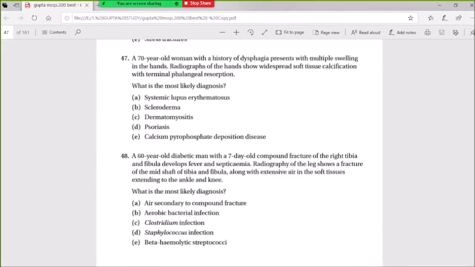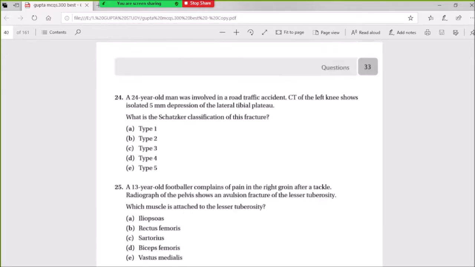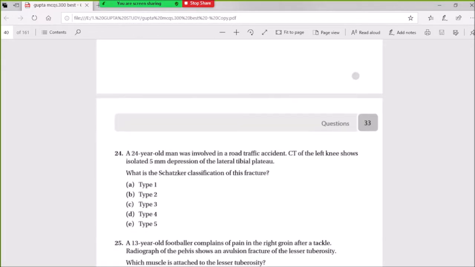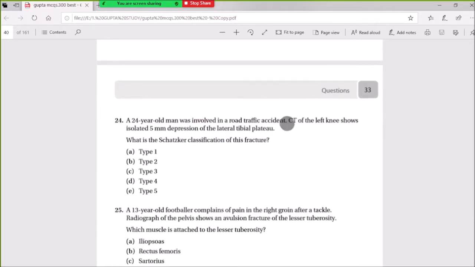A 23-year-old man was involved in a road traffic accident. CT of the left knee shows isolated 5 mm depression in the lateral tibial plateau, so it is type 3. A 5 mm depression in the lateral tibial plateau is type 3.